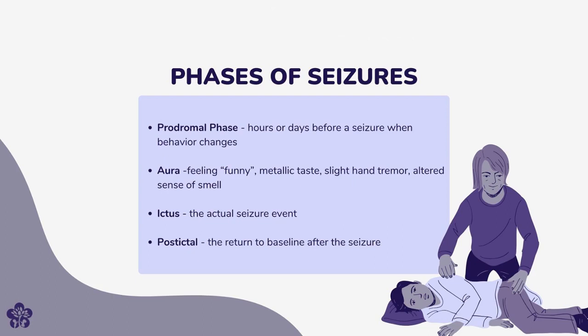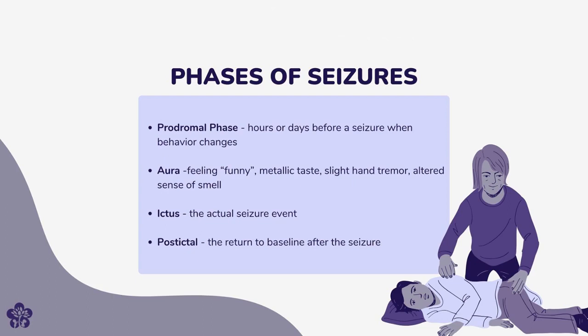Seizures always have phases. The prodromal phase of a seizure can be hours before or days before a seizure actually begins. You may notice a change in a student's behavior. The aura is the first sign of a seizure, and not everybody has this experience. Some students describe feeling funny, having a metallic taste in their mouth, having a slight hand tremor, or having an altered sense of smell before a large seizure starts.